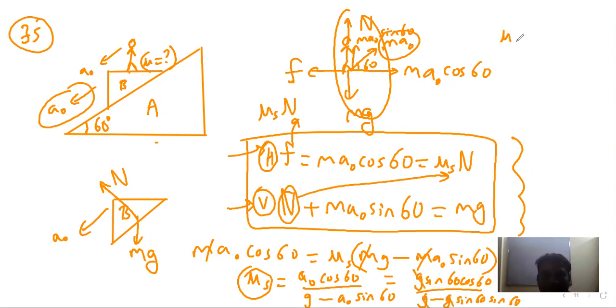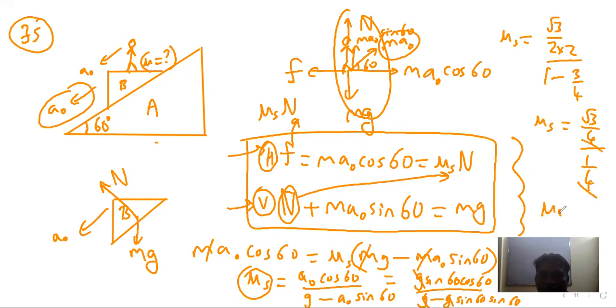So we'll get mu s is sine 60 into cos 60, which is nothing but root 3 by 2 into cos 60 is 1 by 2, divided by 1 minus sine 60 into sine 60, so 3 by 4. So that will come out to be root 3 by 4 upon 1 by 4. So this cancels, mu s comes out to be root 3. So that is how we solve this question from the free body diagram of the baby. So that is how we solve question number 35.